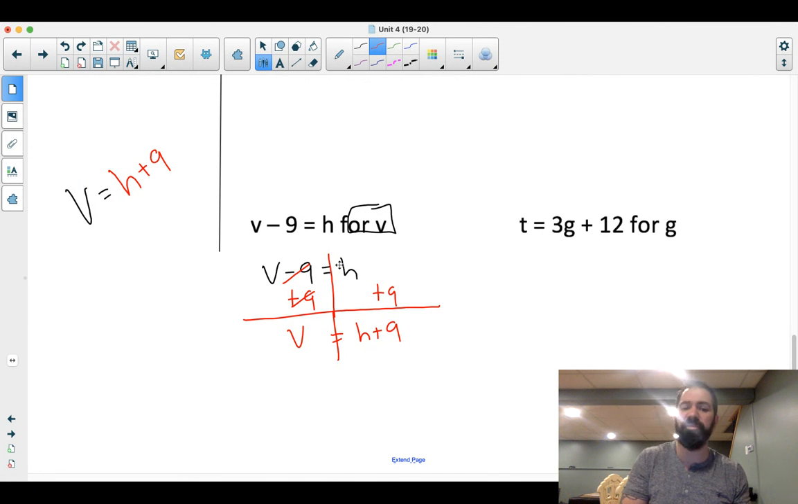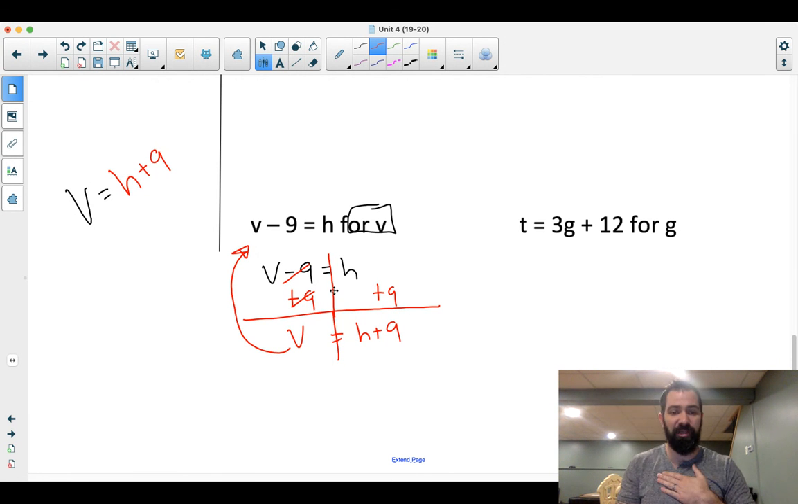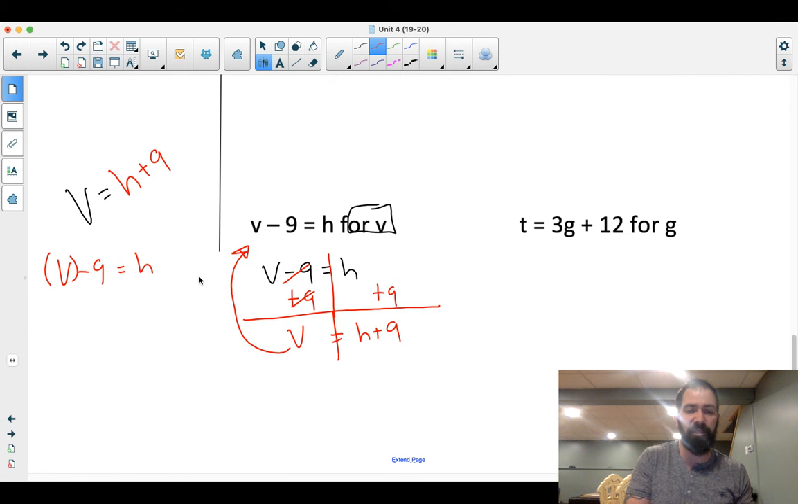I could check it. Let's do that really quick. If V equals h plus 9, let's substitute that into the equation here. Excuse me. Oh, that came out of nowhere. Hey, V equals h plus 9. So instead of V, I'm going to write, well, let's just rewrite this here. V minus 9 equals h. That's the original problem. Let's substitute in for V, h plus 9.